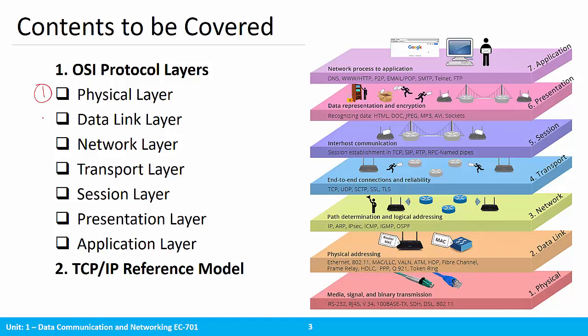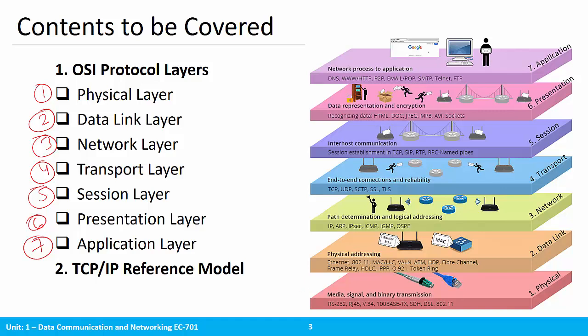The first one is the physical layer, the second one is the data link layer, the third one is the network layer, the fourth one is the transport layer, the fifth one is the session layer, the sixth one is the presentation layer, and the seventh one is the application layer. Fine. So you can see on the right hand side of the diagram the different OSI layers, and the functions of the different layers are already mentioned there.